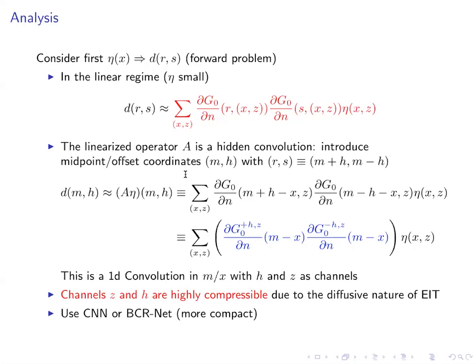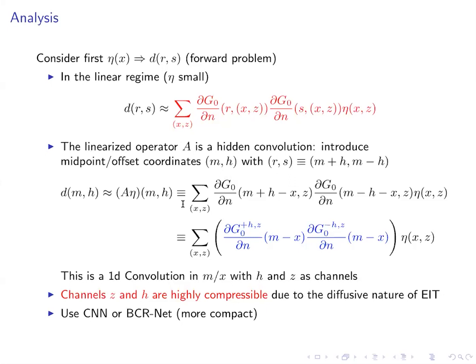So this is what I'm trying to show here: if you write the problem not in terms of R and S, the receiver and source coordinates, but in the midpoint and offset coordinates. Here's the relationship. The receiver is midpoint plus edge, and the source is midpoint minus edge. The edge is the offset. If you regroup the data D in this M, H coordinate, you see that this can be written in the following form. And this is clearly a convolution in the M x variable, where the H, the offset, and the Z variable, the depth variable, serve as the channels.